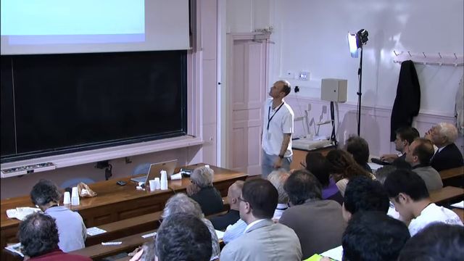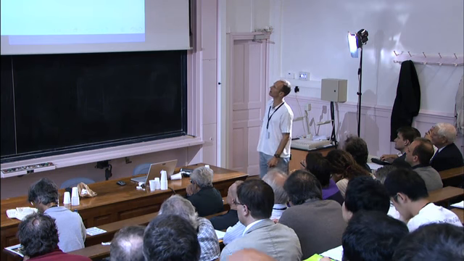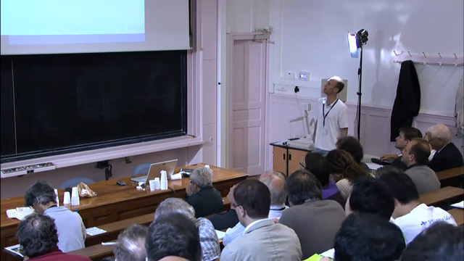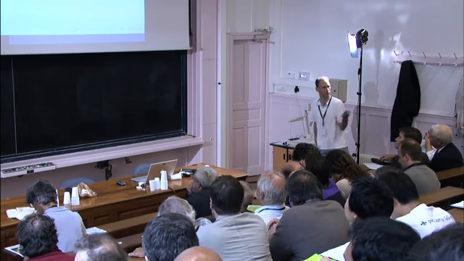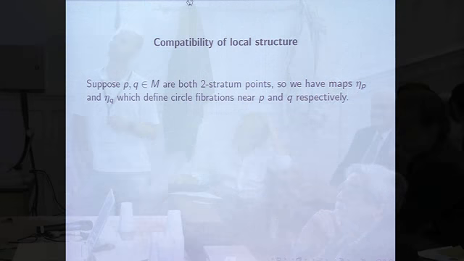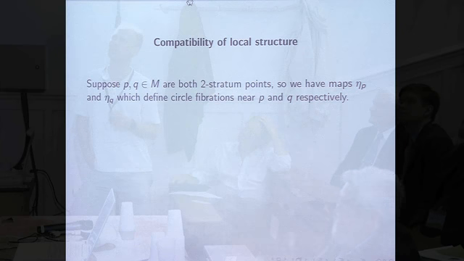All right, so now the next step is to see that these local structures in the form of these eta p's for different points are actually compatible. So for instance, if you take p and q to be two stratum points, then you have eta p and eta q, and these define circle fibrations near p and q. Near meaning at a scale comparable to their respective scales.